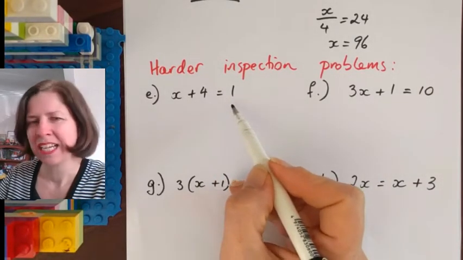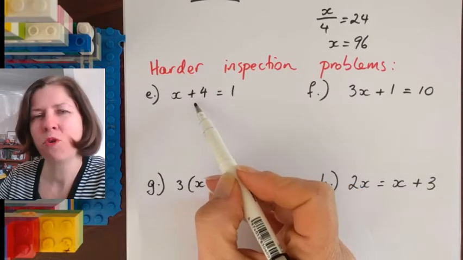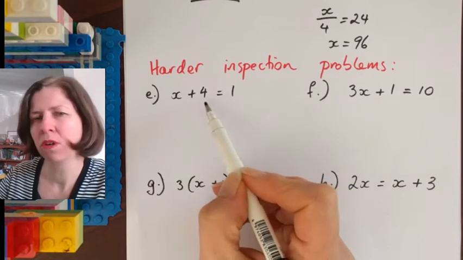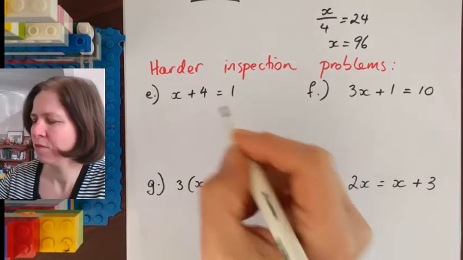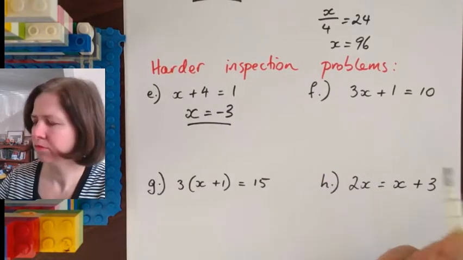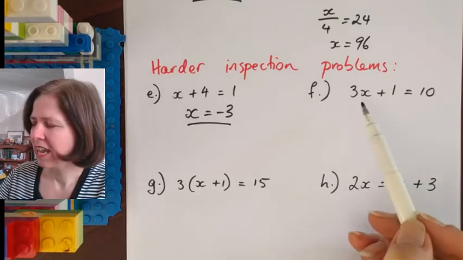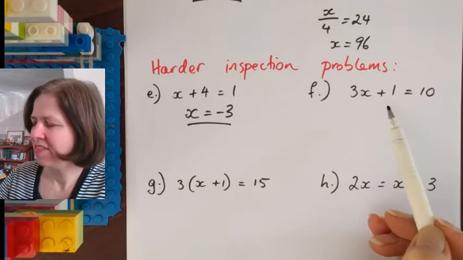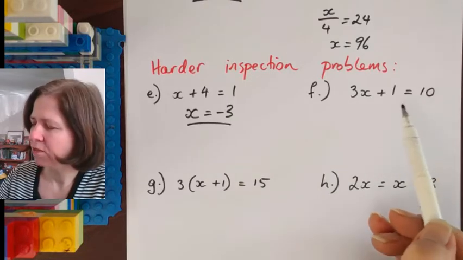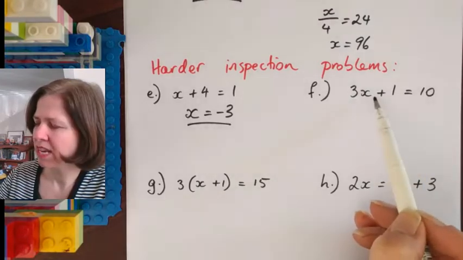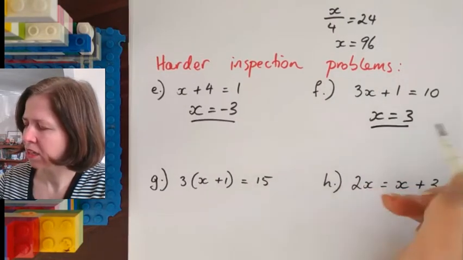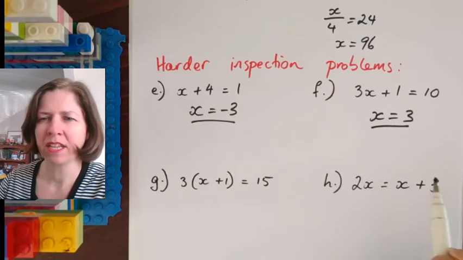x plus 4 equals 1. What number can I add 4 to it to get 1? Well, 1 is smaller than 4. So it's going to have to be a negative number, and that's what makes this one tricky. The answer is x is negative 3. Now, what's tricky here is I have to go 3 times x and then add 1 to get 10. So my thinking here is, well, if I have to add 1 to get 10, then this 3 times x bit must be 9. So my x is going to be 3. Let's double check it. 3 times 3 is 9, plus 1 gives me 10.